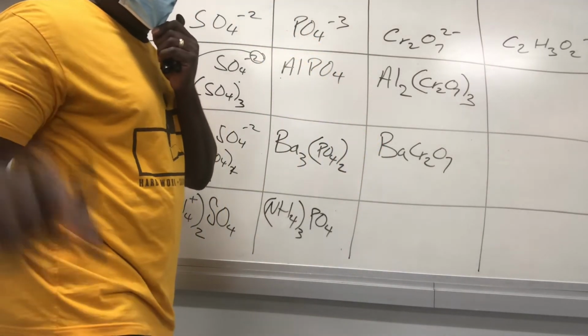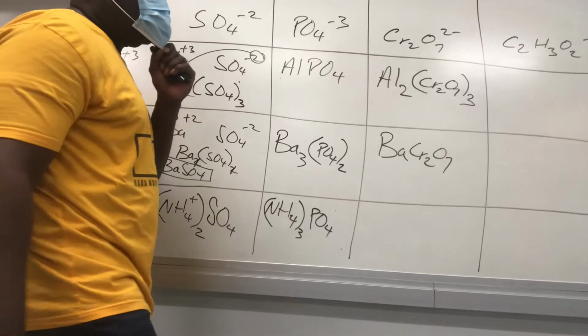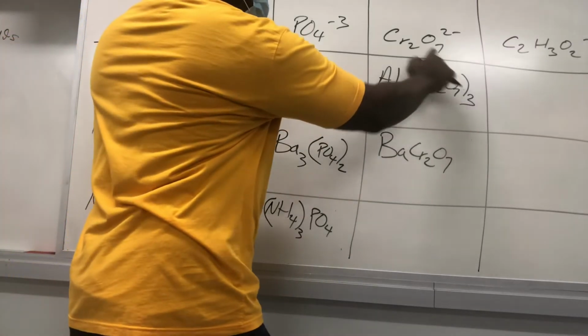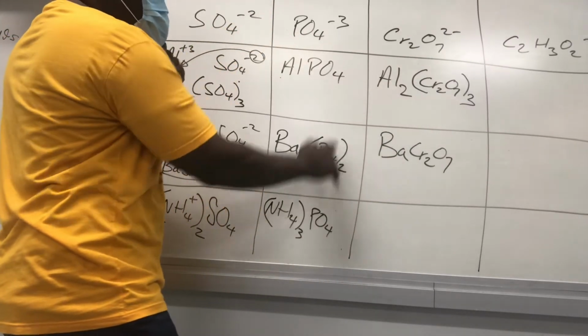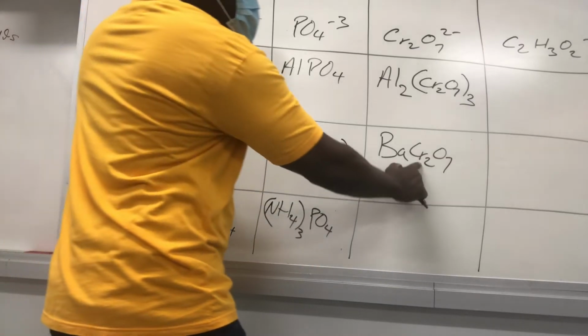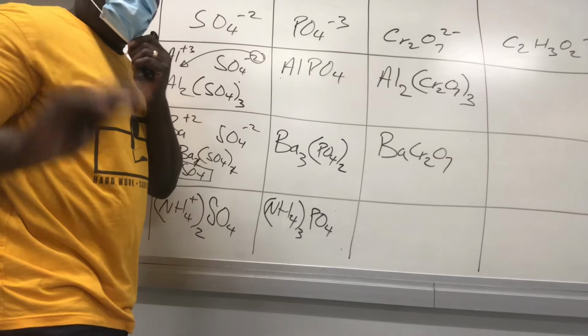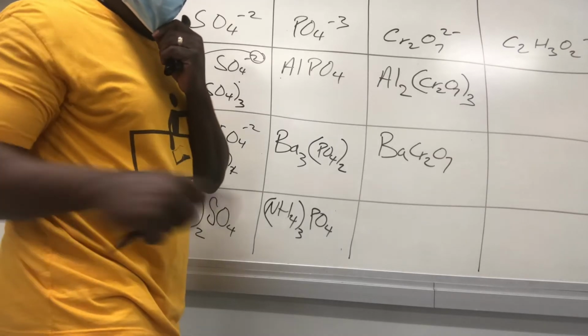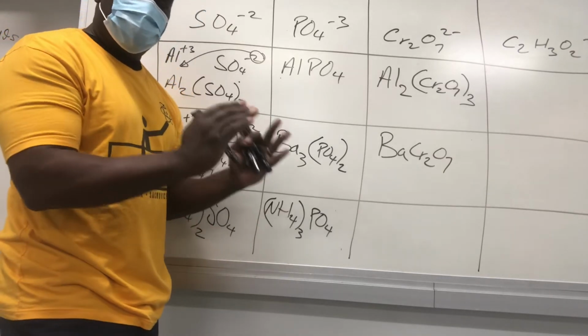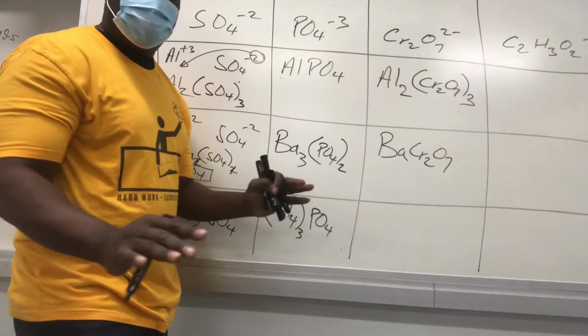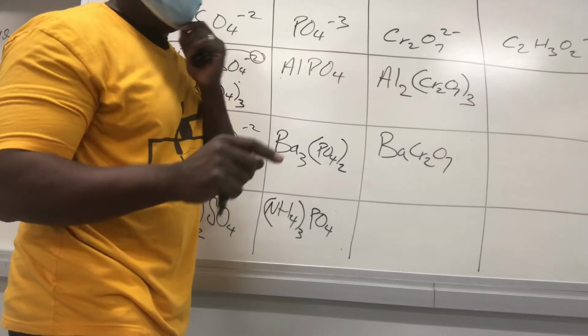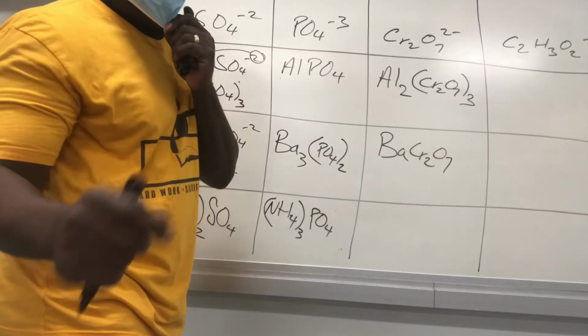I said before, right? You could never, ever change the subscripts of polyatomic ions. PO4 is here, PO4 is there, PO4 is there, PO4 is there, Cr2O7, Cr2O7, right? Notice it stays the same. The only modification you can do to a polyatomic ion in this topic is to put a parentheses around it. That's it. But don't change anything about the original subscripts of a polyatomic ion.